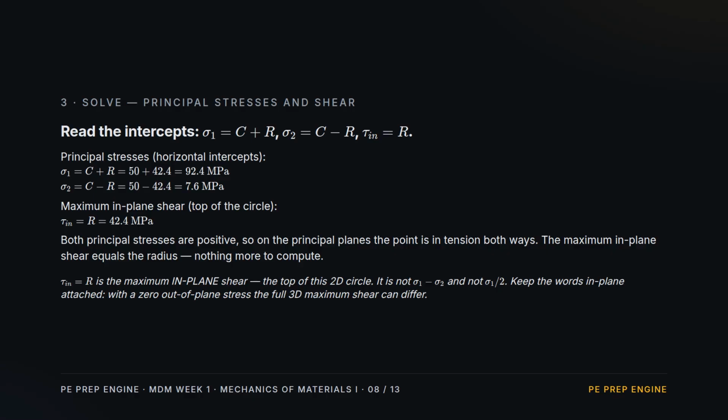Solve. Part 2. Read the answers off the circle. The principal stresses are the center plus and minus the radius, about 92 and about 8, both positive, so the point is in tension on both principal planes. The maximum in-plane shear is simply the radius, about 42. Notice you compute nothing new here. It's all center plus or minus radius.